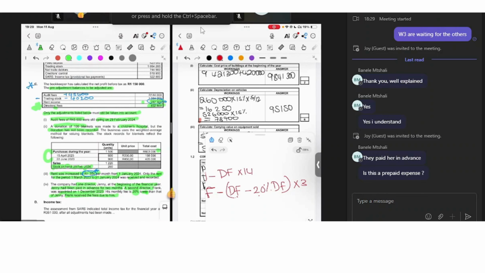Yes. Okay, so this is similar to what we were doing with the rent question. So we are going to take director's fees times 14 plus the director's fees minus the 20% times 3 will give us the director's fees amount we've been given here of 852,800. Okay, so we're solving for the director's fees.